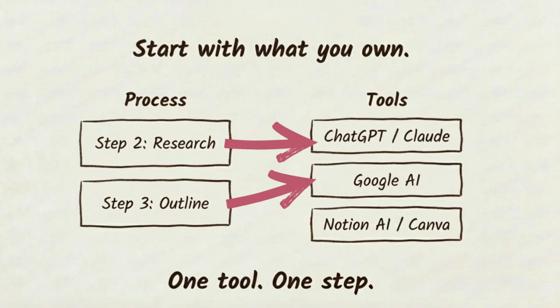So here's what this looks like in practice. Say you flag step 2, which is the research, and step 3, the outline, as your two best candidates for AI. For research, an LLM like ChatGPT, Perplexity, or Gemini work perfectly. They're easy to use and they can do the heavy lifting for you. For outlining the lesson, you can use the same tools, or if you're already working in Google Drive, Google AI can do this without switching apps. One tool, one step, and that's how you start.